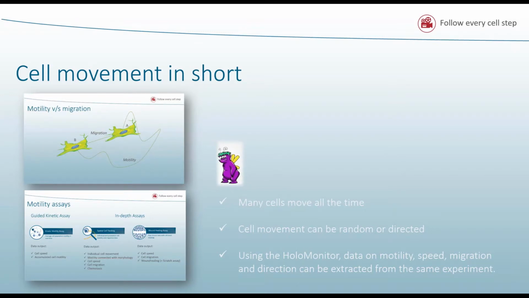So cell movement in short. Many cells move all the time. Cell movement can be random or directed, and it can be measured by the HoloMonitor. You can distinguish migration and motility, and you can get the speed, and you can get the direction, and you can have the morphology all in the same experiment.